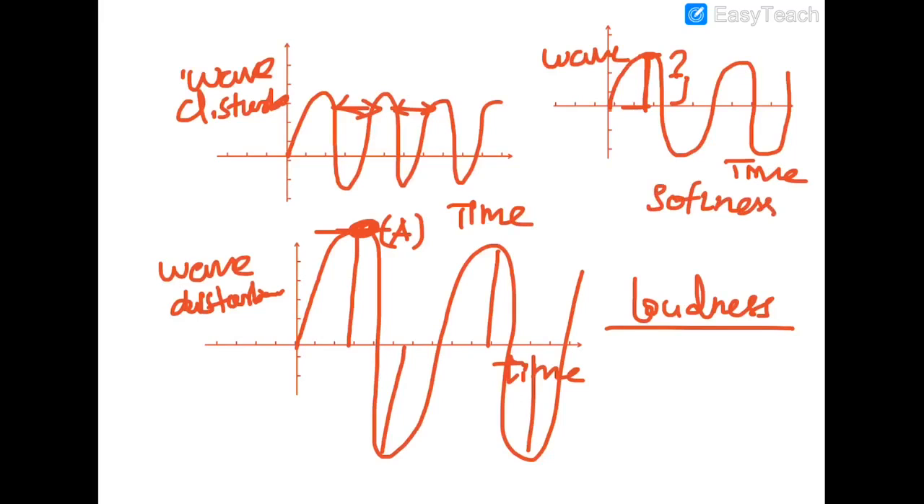The loudness which you already studied is directly proportional to the square of the amplitude. This you have to know, students. Loudness is directly proportional to the square of amplitude.